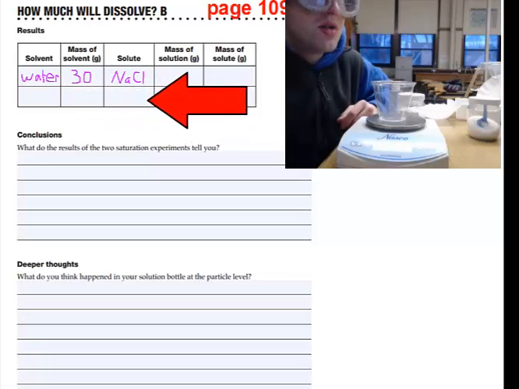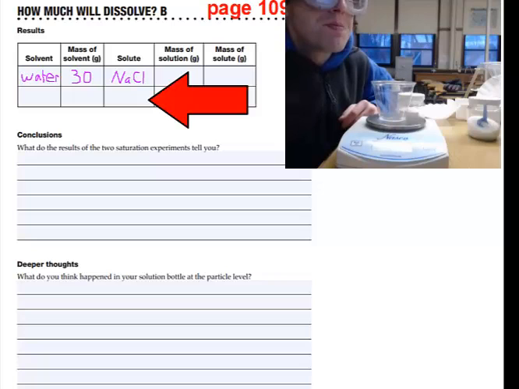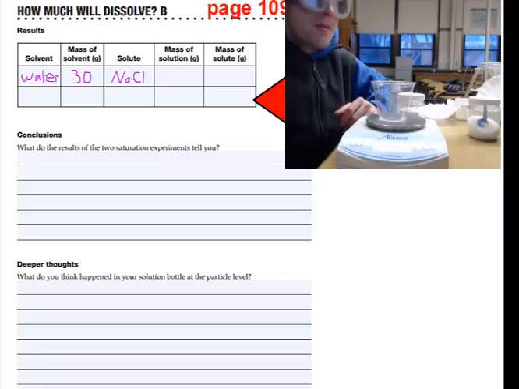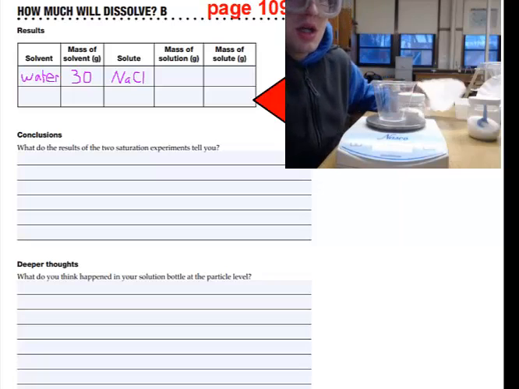The solvent will be water, the mass will be 30 for solvent, the solute will be MgSO4, or magnesium sulfate. You'll find the mass and then determine the mass of the solute. Then you should complete page 109 in your notebook.